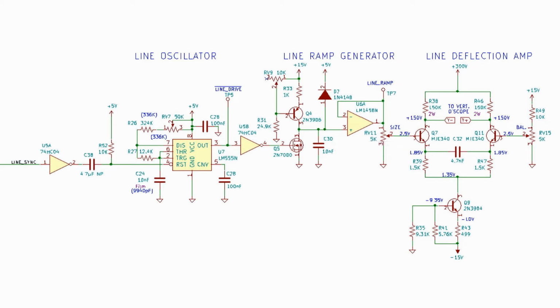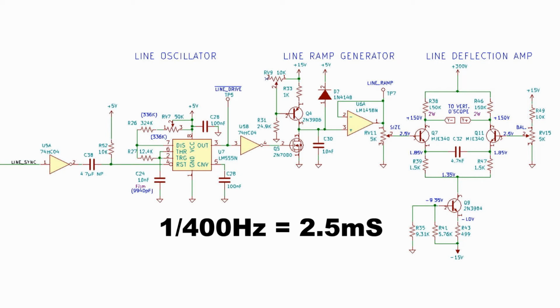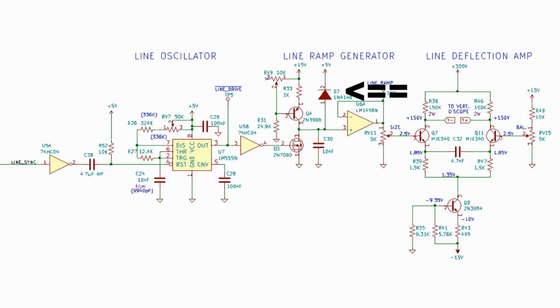This capacitor also charges up through a constant current source consisting of R31, RV9, R33, and Q4. This current source is also adjustable and provides the necessary current to cause this capacitor to charge up in one line. It also has the clamp diode to prevent the charge from going higher than 5.6 volts and overdriving our line deflection amplifier. The capacitor charge is again buffered by an op-amp configured as a unity follower.